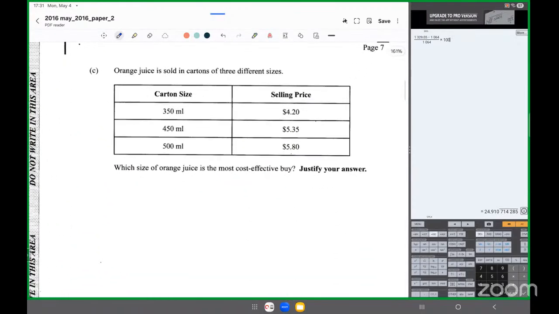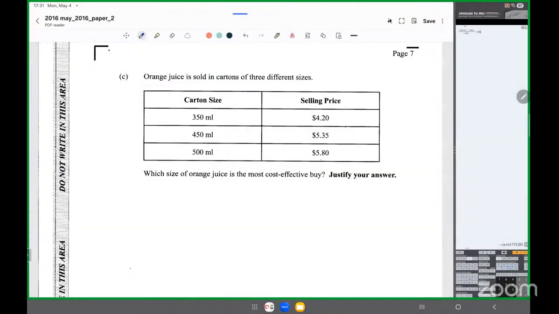Now, this question says, orange juice is sold in cartons of 3 different sizes. Which size of orange juice is the most effective buy, or what they call the better buy? Justify your answer. So again, you want to know how much juice you're getting for $1 in each of them.